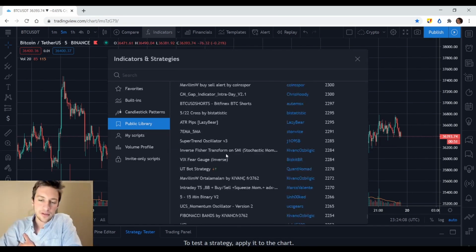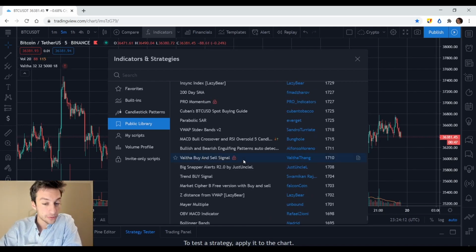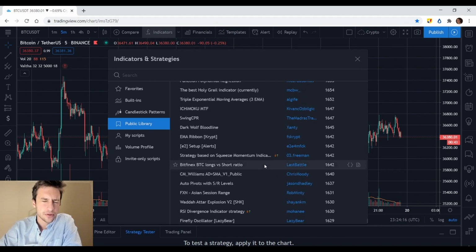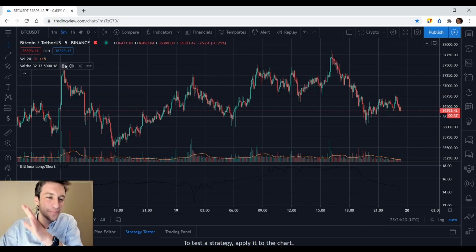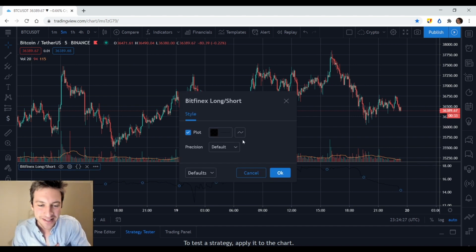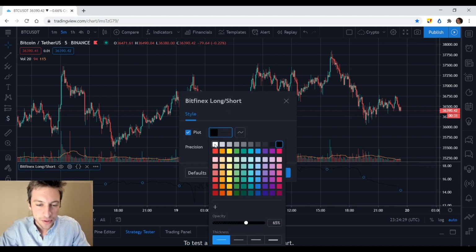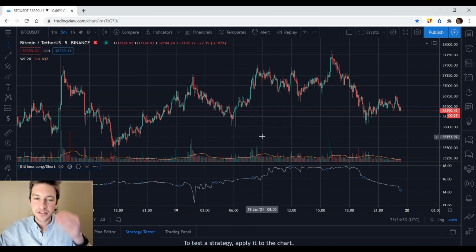Let's see if anything down here. I'm going to scroll way down randomly with this indicator. Oh, I got this one. Okay, that one I can't get because it's locked. I'll keep scrolling. I got Bitfinex BTC long versus short ratio. I promise you guys I didn't even mean to do that. That is actually hilarious because that's one of the indicators I obsessed over about a year or two ago. I love this indicator.